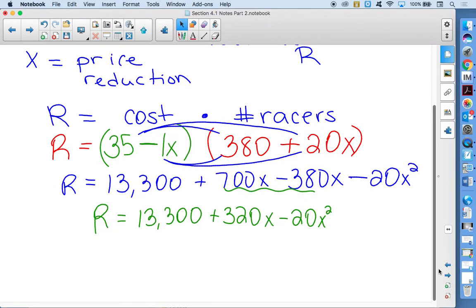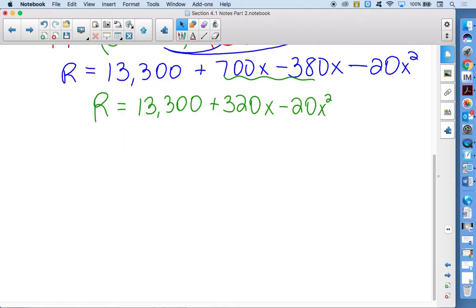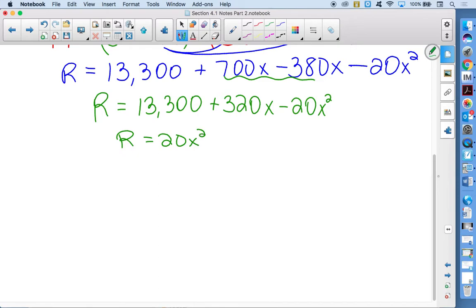So if you want to write that so that it's in standard form, we would have negative 20x squared plus 320x plus 13,300.